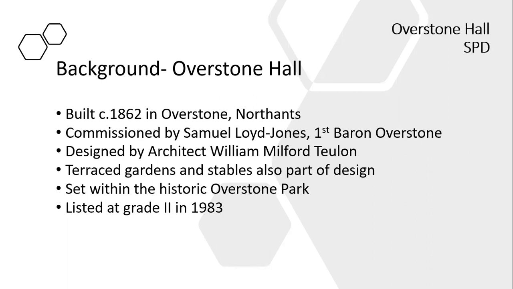Overstone Hall is a Grade 2 listed Victorian country house, which was built in around 1862 for the first Baron Overstone, to the designs of the architect William Milford Teulon. The designs also included schemes for terraced gardens and stables, which were both laid out at the same time as the hall. The hall itself is located within the historic Overstone Park, which has its foundations in medieval emparkment undertaken on the Overstone estate. It is located close to the villages of Overstone and Sywell, and the park and its boundary wall are key features of both settlements.